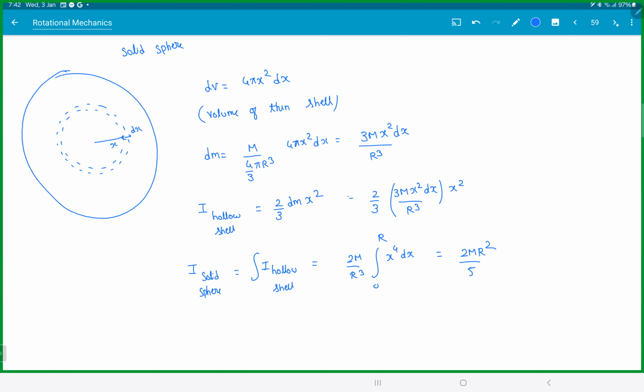Clear? Shell or disk, yes, you can do with disks also, but that will get complex. Meaning you will take disk like this, and then each disk I have to add. You can do that. That will be more complex actually. Clear with this?